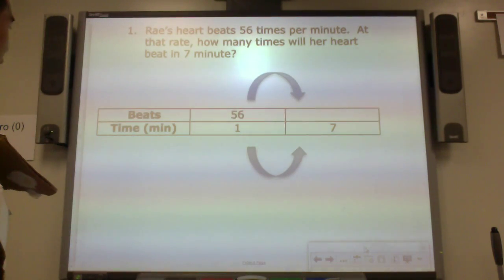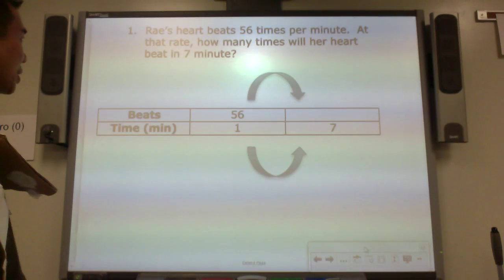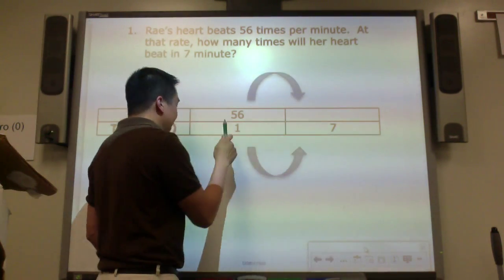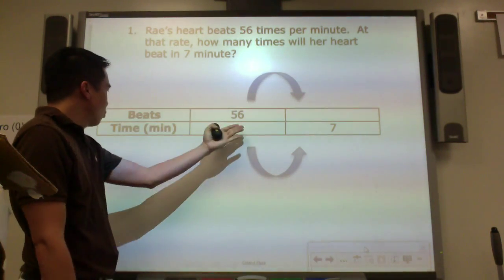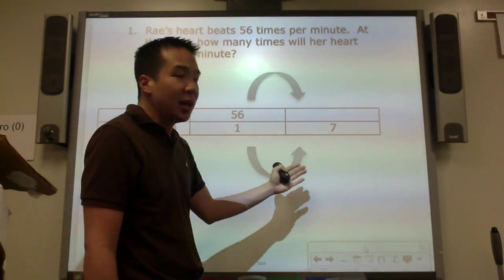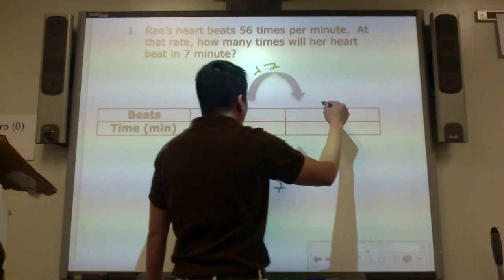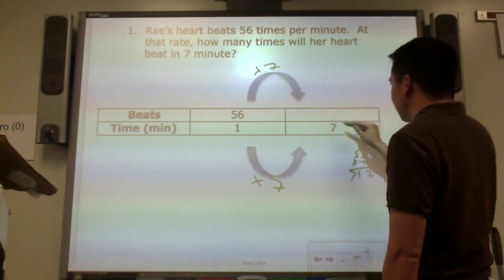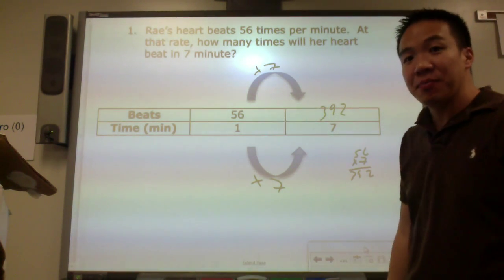So for example, Ray's heart beats 56 times per minute. At that rate, how many times will her heart beat in 7 minutes? So are we building? I made a box method. So 56 beats, 1 minute. If I want to build it up to 7 minutes, times seven, 56 times 7, that's 392 beats for 7 minutes.